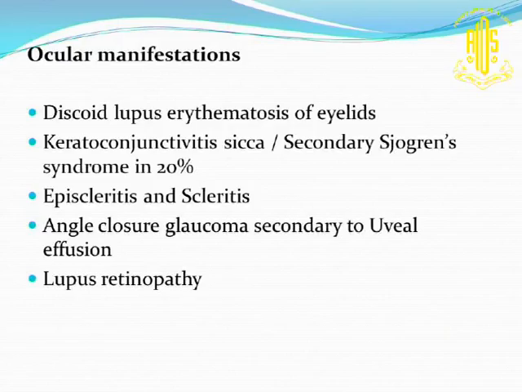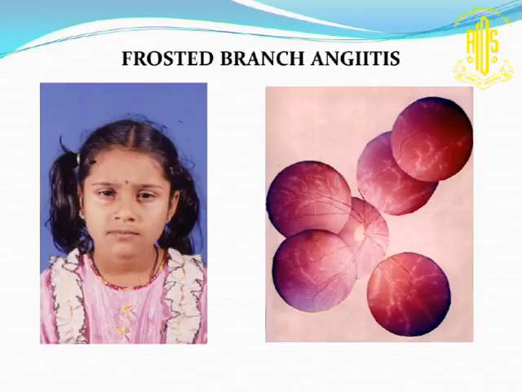Ocular manifestations: discoid lupus erythematosus of the eyelid, keratoconjunctivitis sicca, episcleritis, lupus retinopathy, we call it. And here is another form of inflammation, frosted branch angiitis, where both the arteries and veins can be involved.